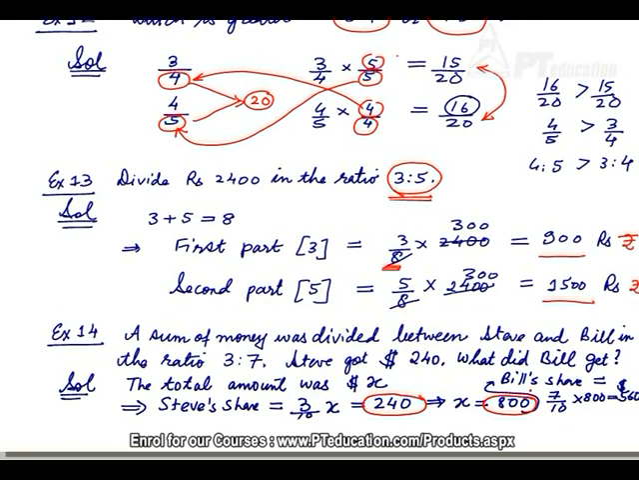Thus, X will be equal to 800. So Bill's share now will be 7 by 10 of 800, which is $560. But actually you don't need to do the second multiplication because if you know 240 and if you know 800, subtract 240 from 800 to get 560 and the question can be solved. I hope that is very clear. So we now move on.